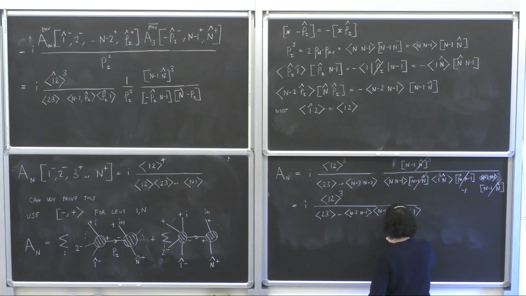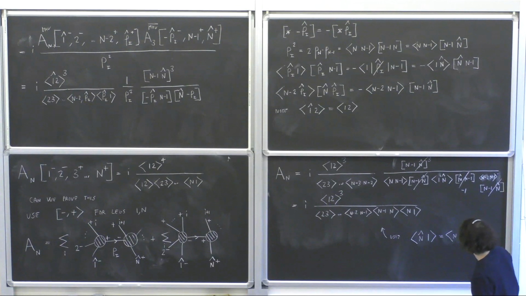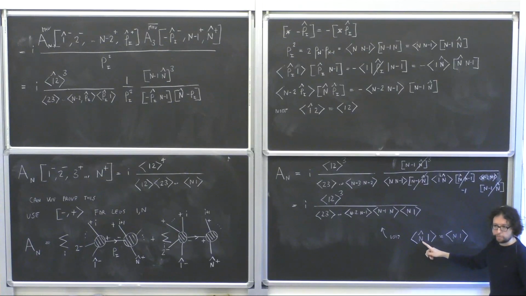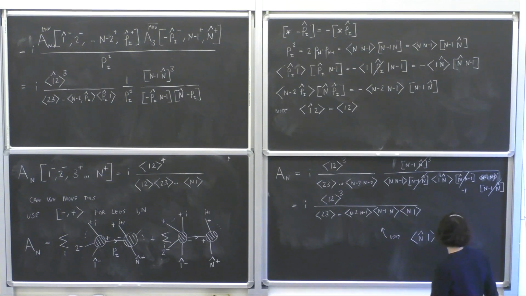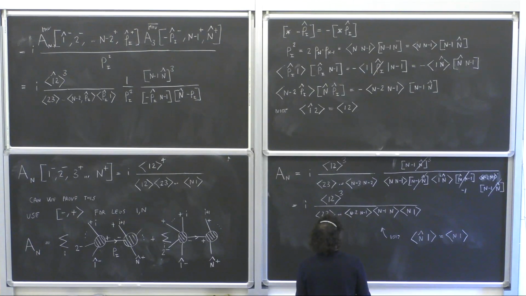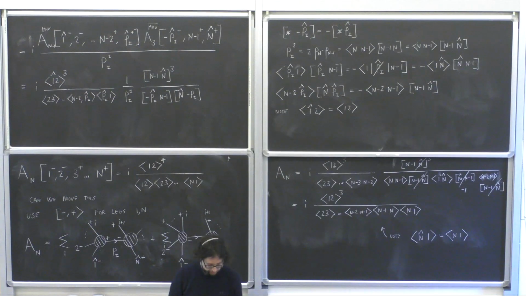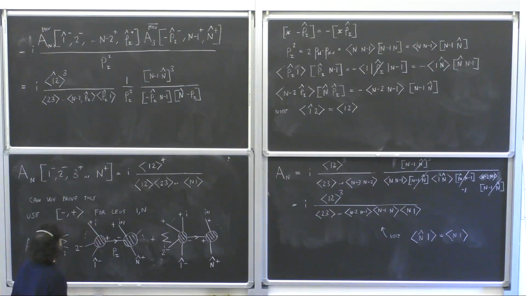In the last step, we've used that n hat 1 is equal to n1. So the spinor n is shifted, but the shift is proportional to 1, so this vanishes. And this is all that we needed. Very good. Okay, so this proves recursively the formula for MHV amplitudes at n points.